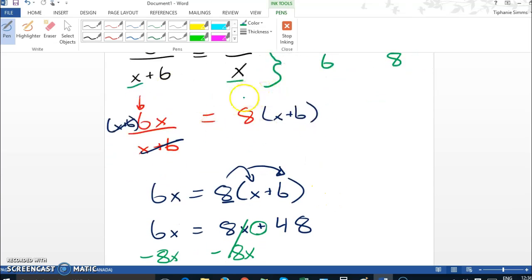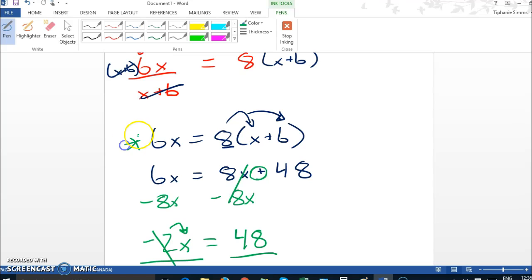But if you do it in the two-stepper, just use brackets, keep everything organized, and then once you get down here, distribute to get rid of brackets, and then you can take it from there.